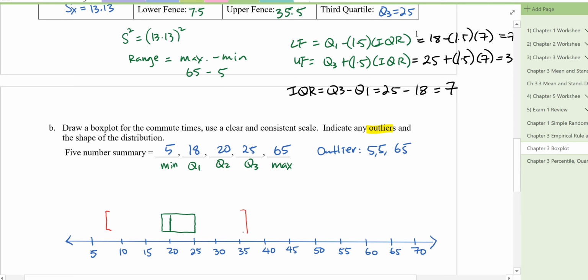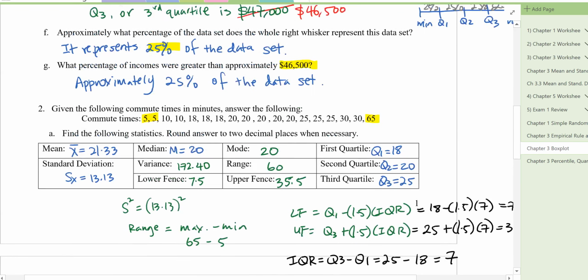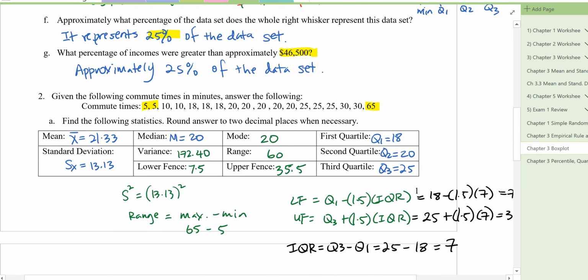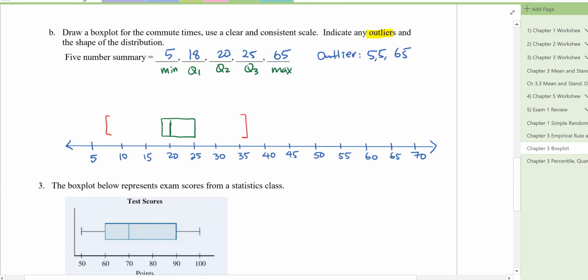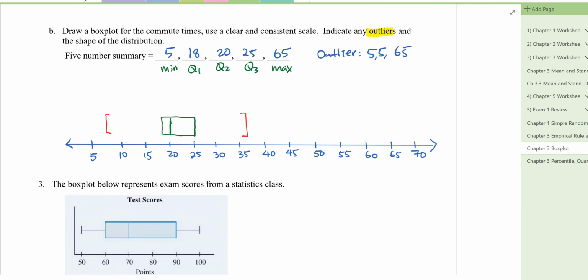So 35.5. Now I look for the biggest data point that is less than my upper fence. The biggest data point inside the fence, that's 30. So at 30, I'm going to put a little dot. Again, this number here is the maximum data point that is less than the upper fence. I'm going to draw here.